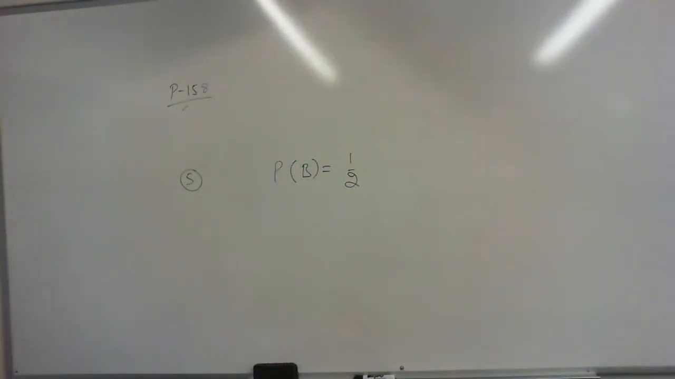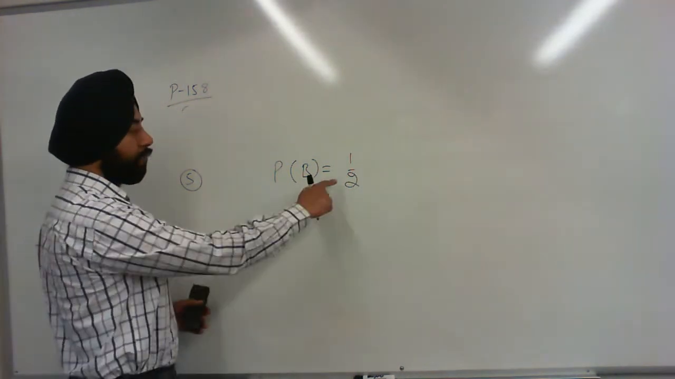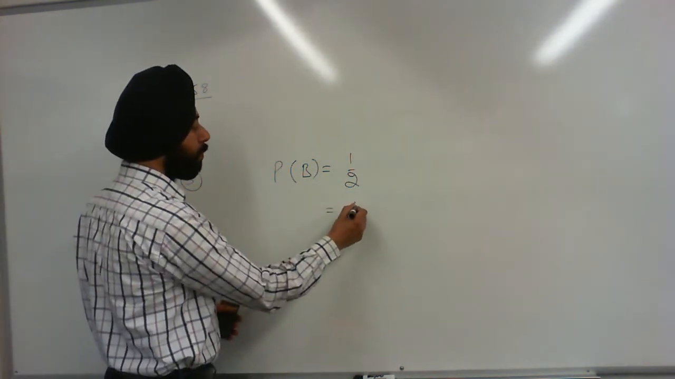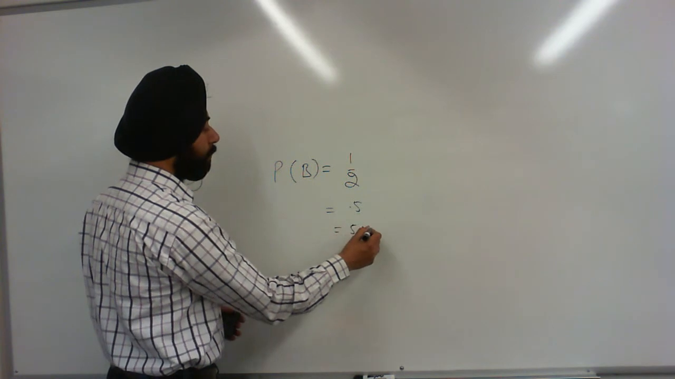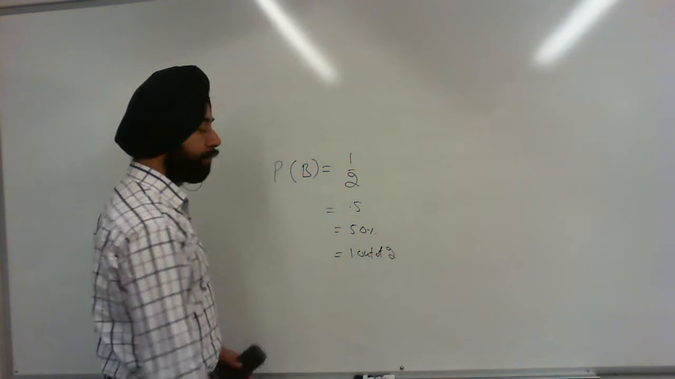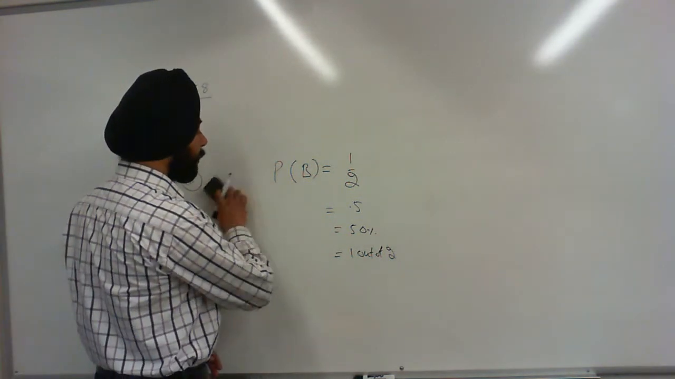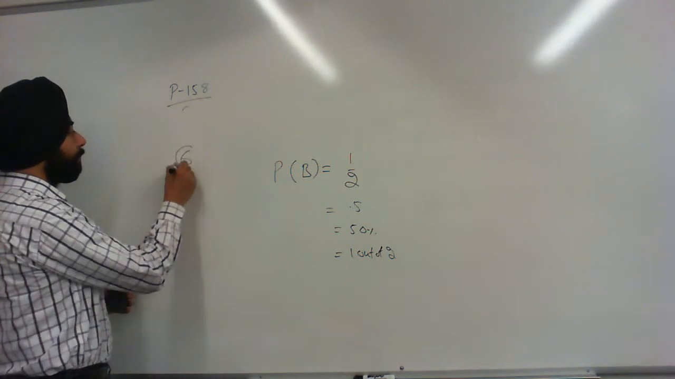Okay, the next one, number 6. And you have to complete this because you can write it as 0.5 or 50%, or you can say 1 out of 2. They're all the same answer. The next question, number 6.